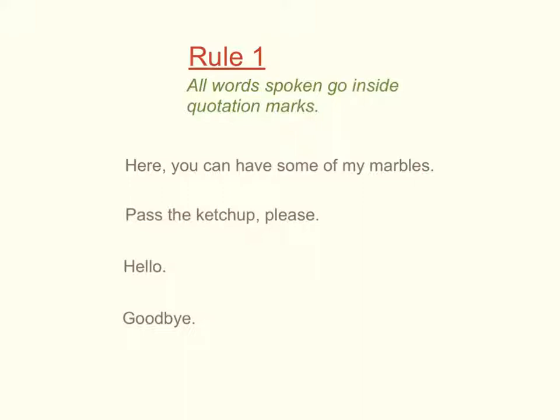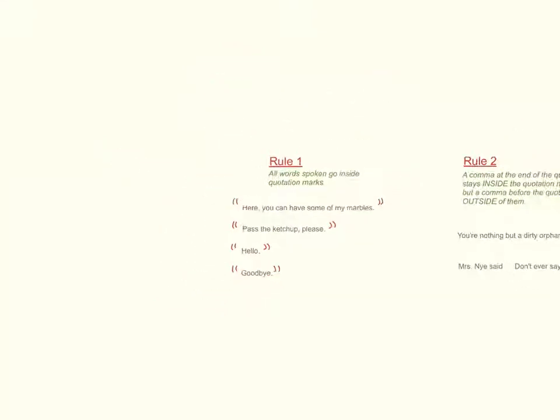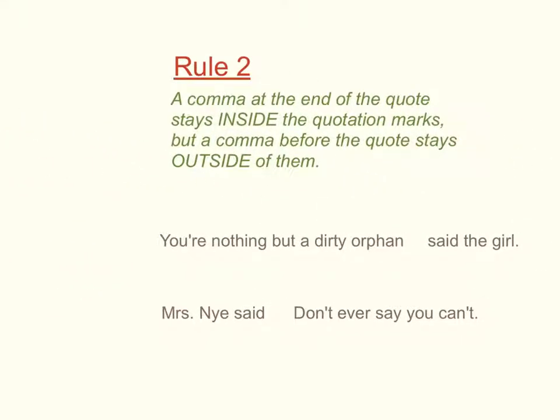And it's that all words spoken go inside quotation marks, meaning anything anyone in your story says out loud needs to be inside quotation marks. So whether that's something like "Here, you can have some of my marbles," or "Pass the ketchup, please," "Hello," and "Goodbye." Any word a character says out loud needs to have those marks around it. Very simple. Rule number 2 is a little more complicated.